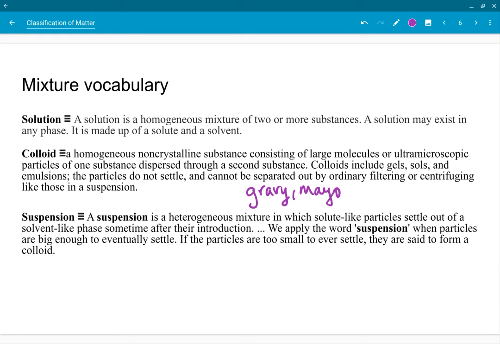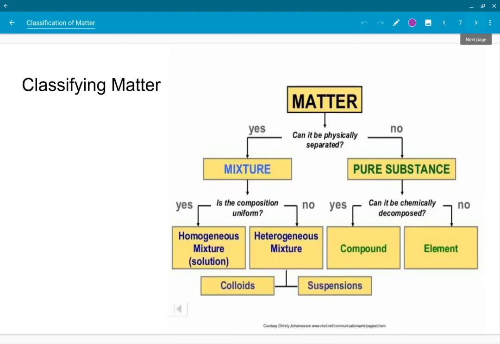The suspension is now a heterogeneous mixture. So notice homogeneous, here's heterogeneous, in which solute-like particles settle out of a solvent-like phase. So suspension, I like to think of a sand-water mix or a gravel mix or Italian salad dressing, how that Italian spice will fall out of suspension, and then you have that oil layer. That is a suspension. So it'll fall out of suspension in time, unlike your mayonnaise.